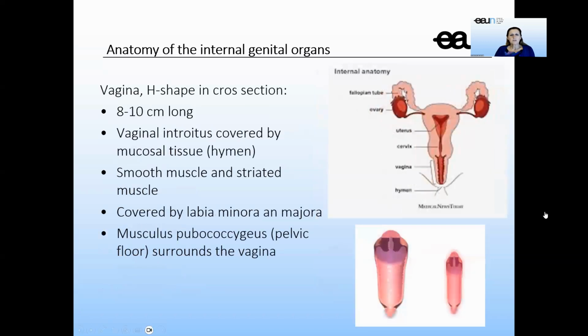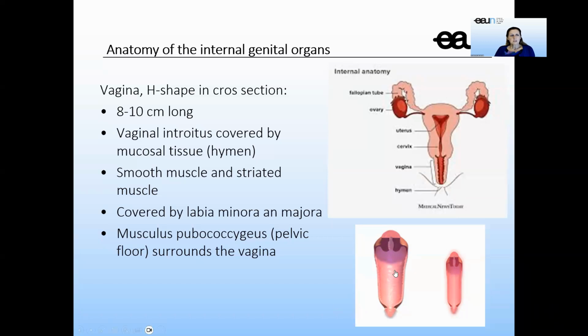And when you get to the last part of the internal genital organs of the woman, that's the vagina. We call it an H-shaped model. You see it in the lower picture a little bit more. It's about 8 to 10 centimeters long, and it also contains the vaginal introitus and is covered by some mucosal tissue that's called the hymen. And in some cultures that's a very important part.